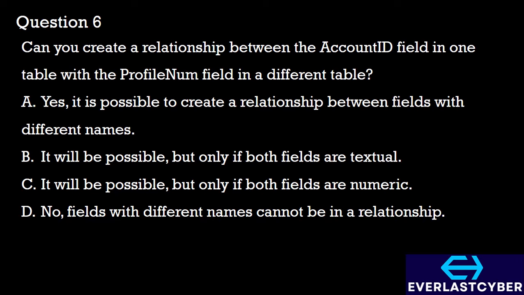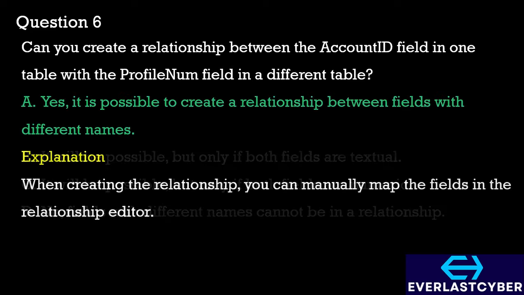Looking at option B, relationships can be created with numeric fields as well, not just the textual ones. Same thing applies for option C. Relationships are not limited to numeric fields. Textual fields can also be related. In option D, Tableau allows you to map fields with different names manually during the relationship setup. So we'll be going with option A here.